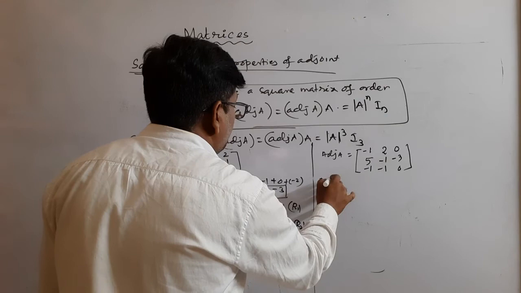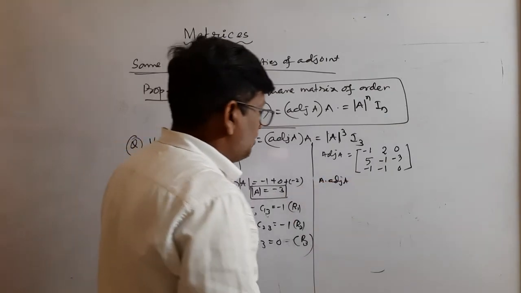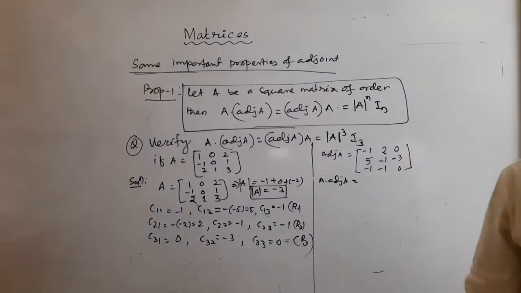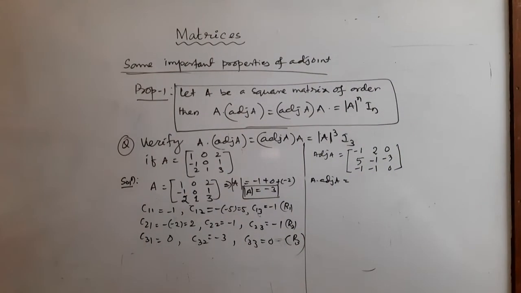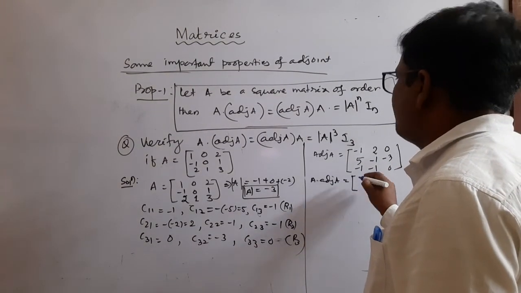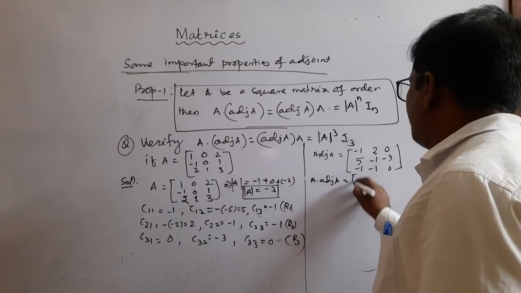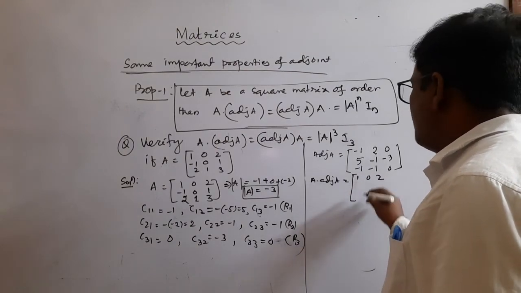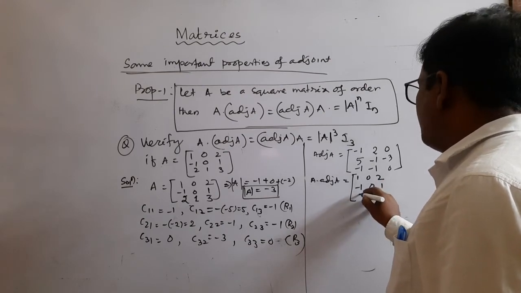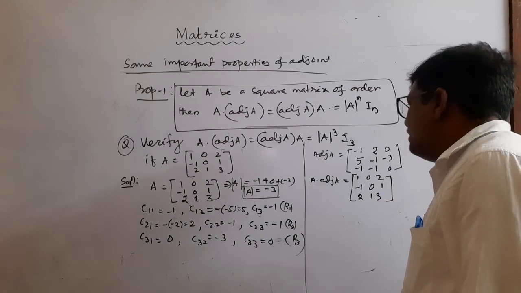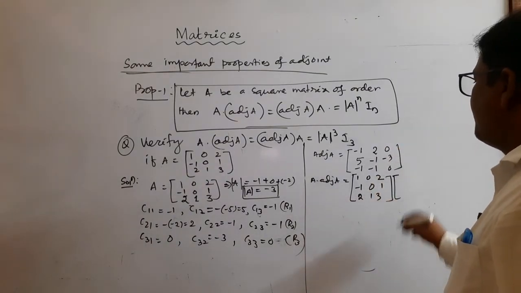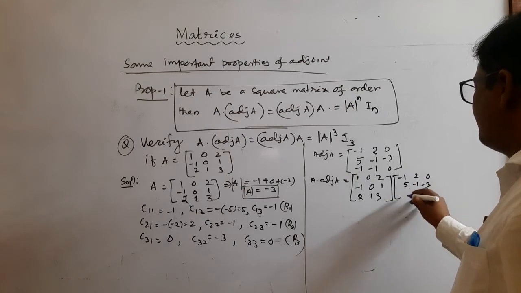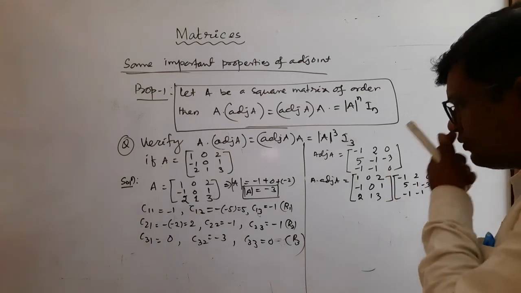Now A into adjoint A. Let us see the value of A into adjoint A. Multiply this: write first A as [1 0 2; -1 0 1; 2 1 3], and this is adjoint A: [-1 2 0; 5 -1 -3; -1 -1 0].